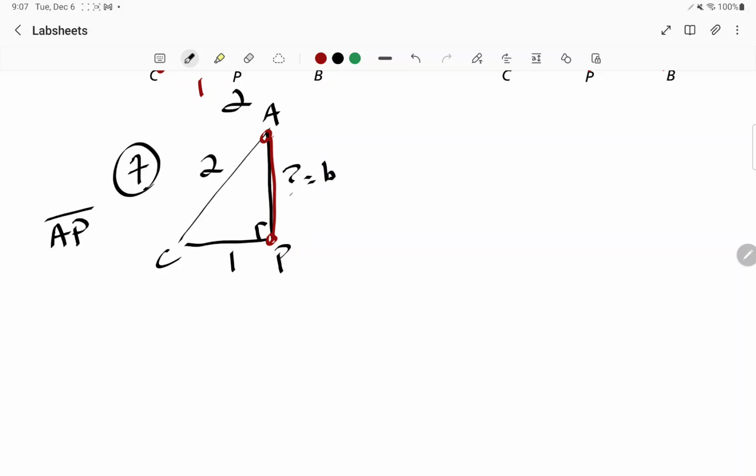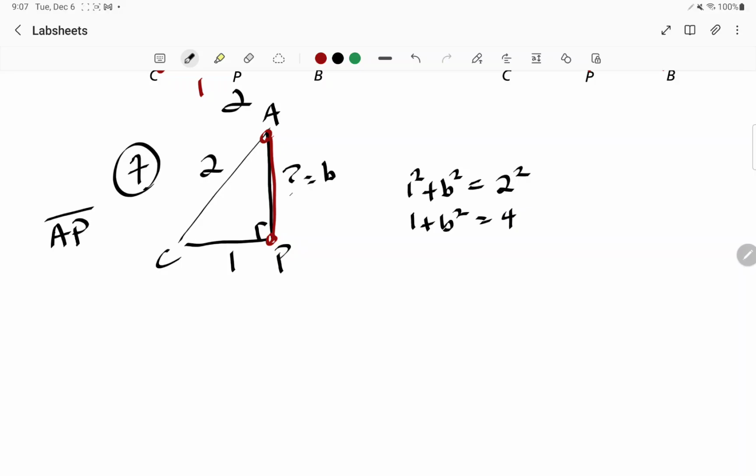We set up our Pythagorean theorem, right? So it's the legs squared together and added. So 1 squared plus b squared is equal to 2 squared. So it's 1 plus whatever b squared is, equal to 4. Now we have to get b squared by itself.